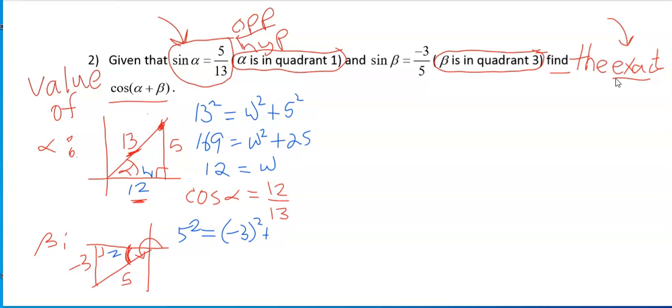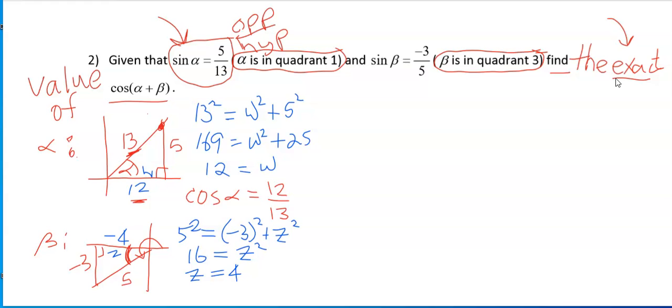Plus what? Z squared. Now, when you go ahead here and find Z squared, what you're going to get is 25 take away 9. That's going to be 16 equals Z squared. Now when you take the square root of both sides, you get that Z is equal to 4. So you would put a 4 right there. But it's going in a negative direction. That side of the triangle is going toward the left, and therefore you put a negative in front of that.